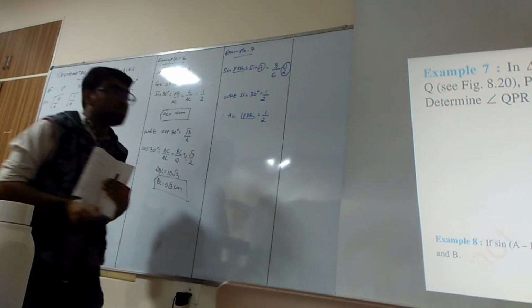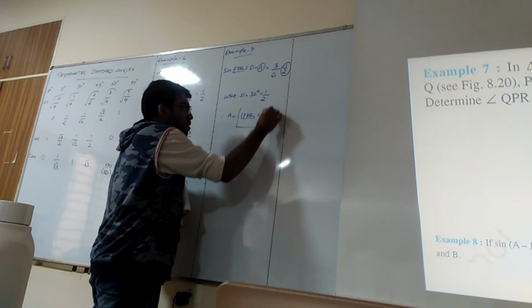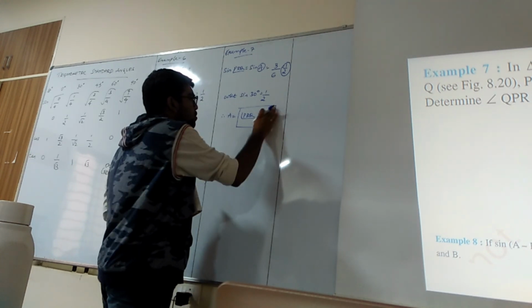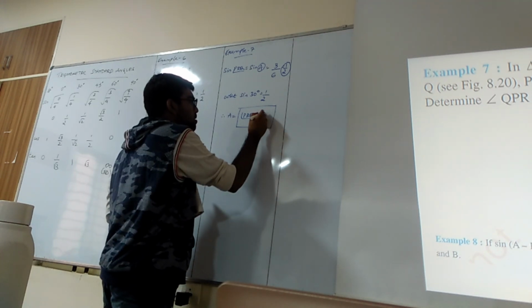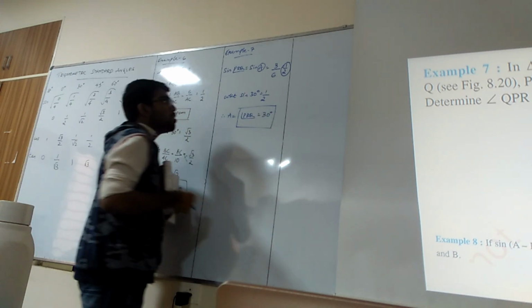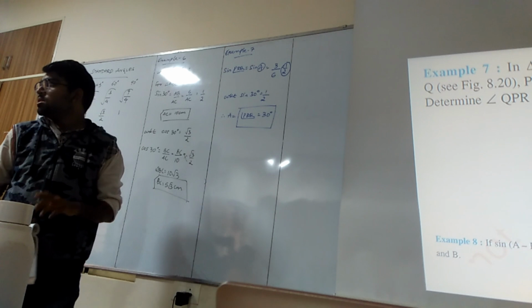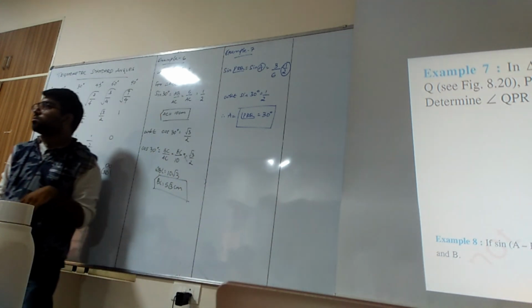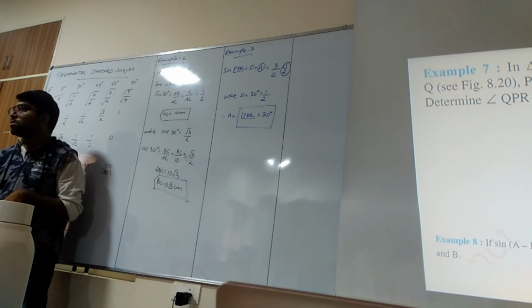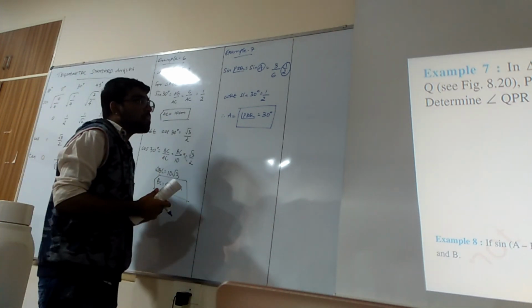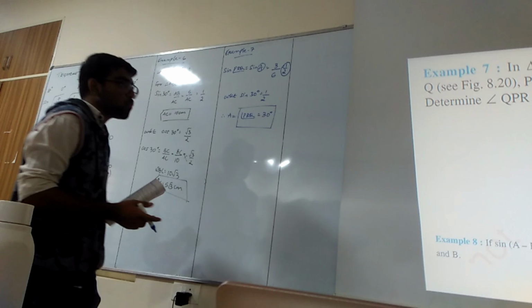Clear? Doubt? Sorry, it is 30 degrees. PRQ is just A. A value is 30 degrees. Sine of that value is 1 by 2. Okay? Doubt? Aryan? Okay. Once this is done, they have asked us for P.